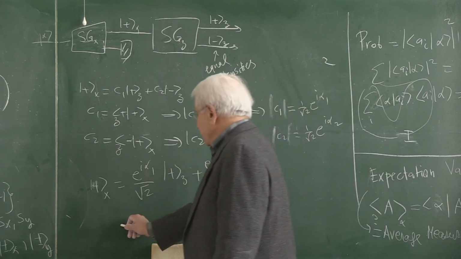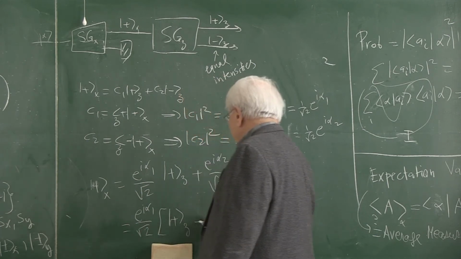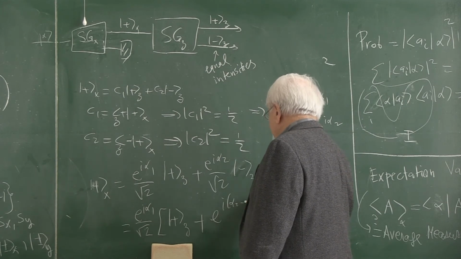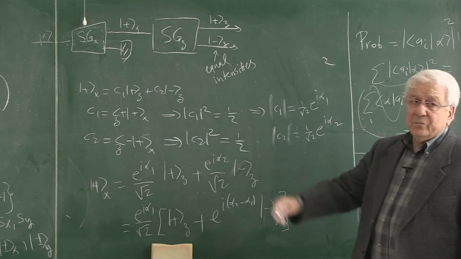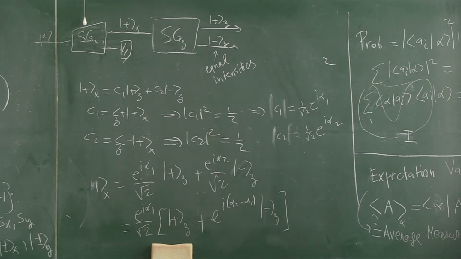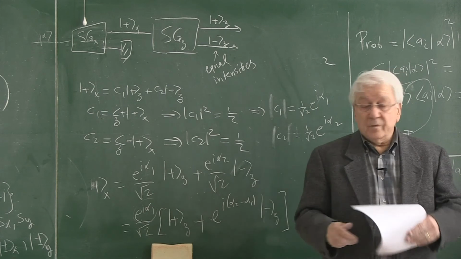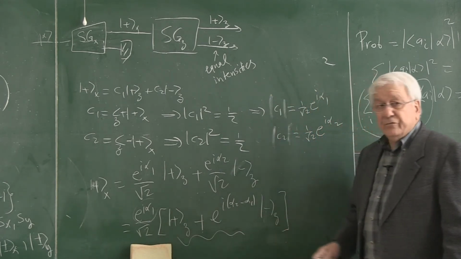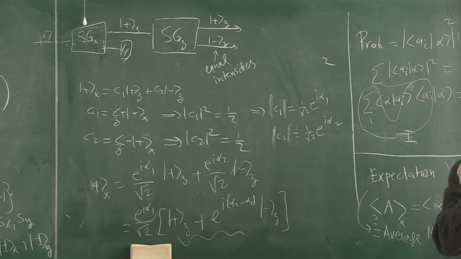Or e to the i alpha 1 divided by square root of 2 times plus Z plus e to the i (alpha 2 minus alpha 1) times minus Z. I'm trying to construct the plus X eigenstate in terms of the default basis vectors, which are the eigenvectors of the Z operator. Notice that this is an overall phase. But there is a relative phase between the plus and minus, and obviously that should have a physically relevant role to play. But the overall phases do not play an important role. No role at all, except in the discrete symmetries, which we are not going to discuss in this lecture.